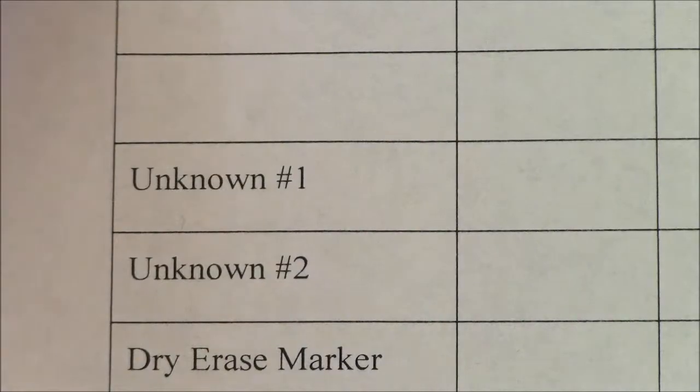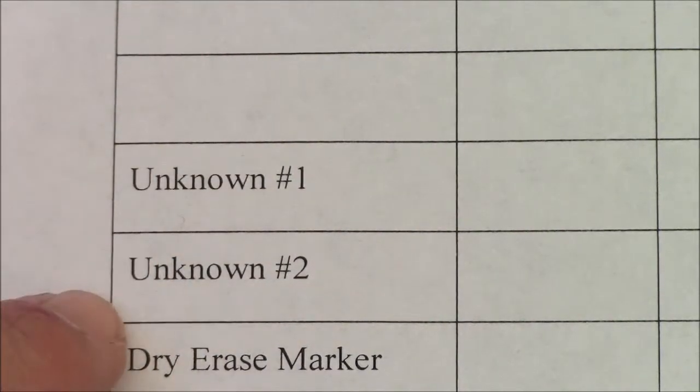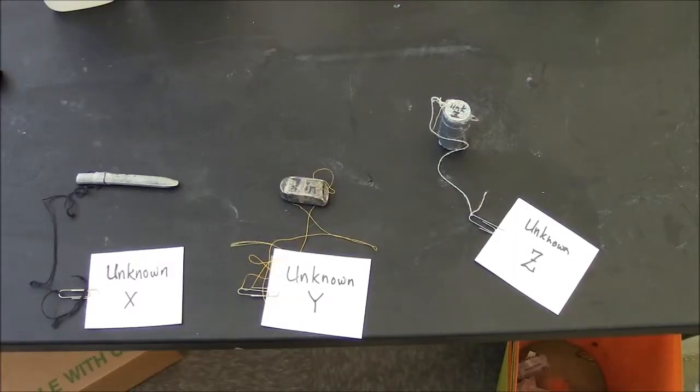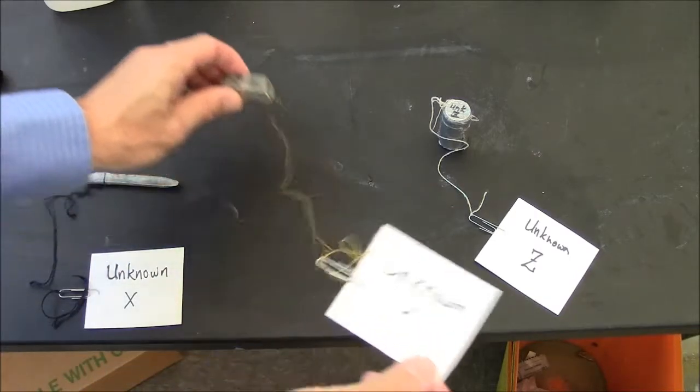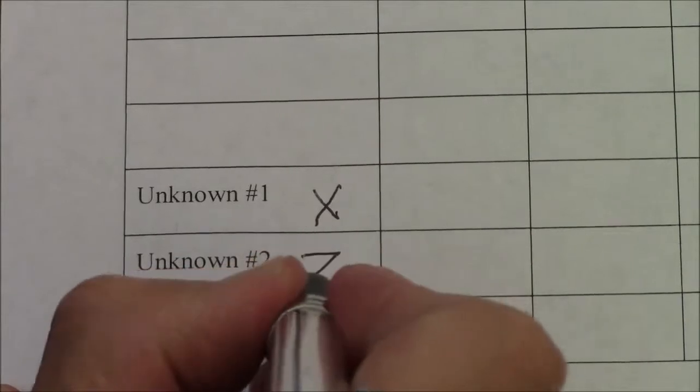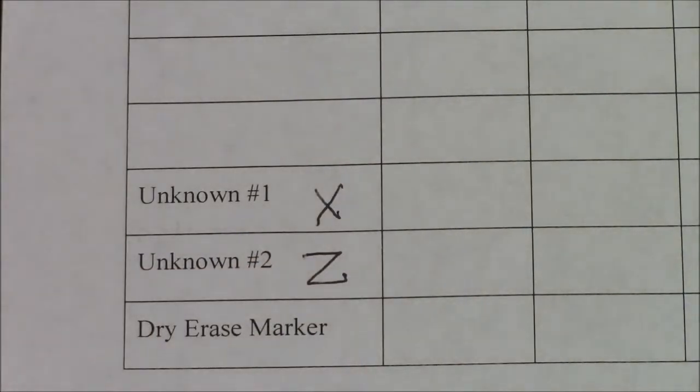When you're done with all the known metals, you'll get to this section for unknowns. There are 3 unknowns that you can use, labeled X, Y, and Z, each attached to a string. On your answer document, it shows only unknown 1 and 2, so you need to do 2 out of 3. You need to specify. If you did X and Z, then that's what you show on your page.